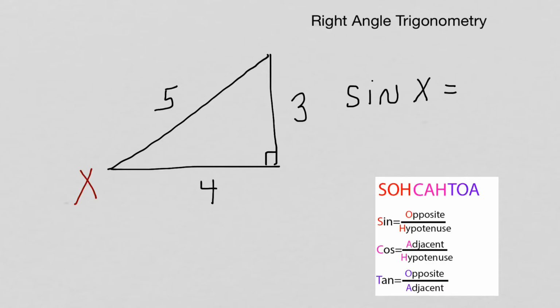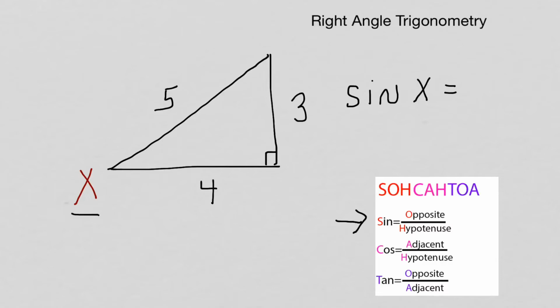So let's look at this, sine x. All right, so I see that it wants to know the ratio of sine x. So I'm going to use this identity down here, opposite over hypotenuse. All right, so here's my x.